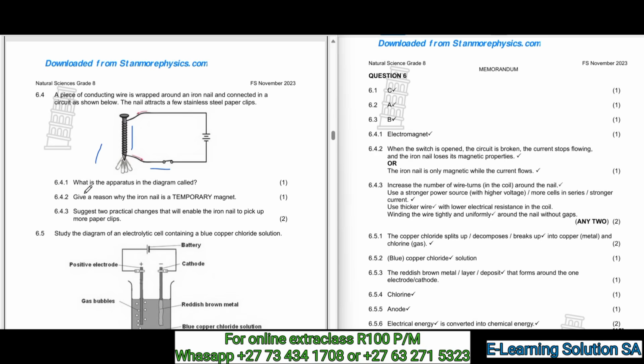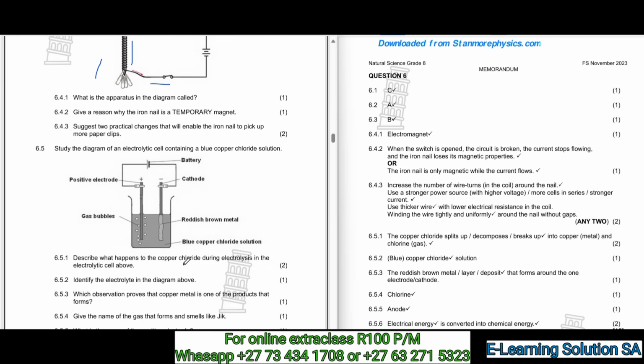Okay, so 6.4.1, what is the apparatus in the diagram called? It's an electromagnet. 6.4.2, give a reason why your iron nail is a temporary magnet. When the switch is opened, the circuit is broken, so the current stops flowing, and the iron nail loses its magnetic properties. The iron nail is only magnetic when the current flows, so the switch must be closed so that the current can flow from the cell to the iron nail.